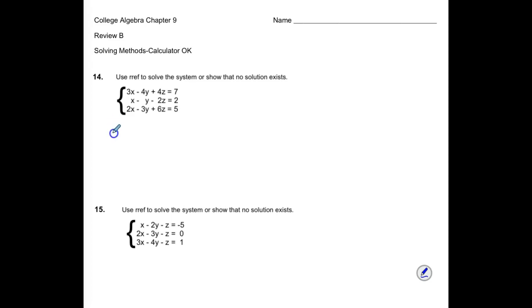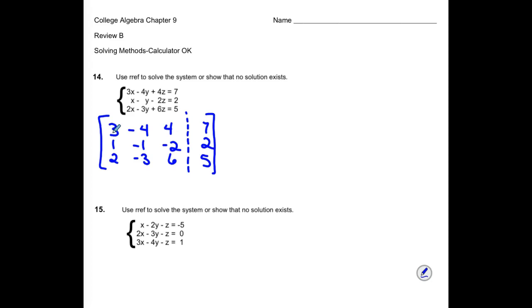So we start with our coefficients, 3, -4, 4, and our constants go on the end. We have 1, -1, -2, and 2. And for our third equation, we have 2, -3, 6, and 5. All right, so we're going to enter that in our calculator.